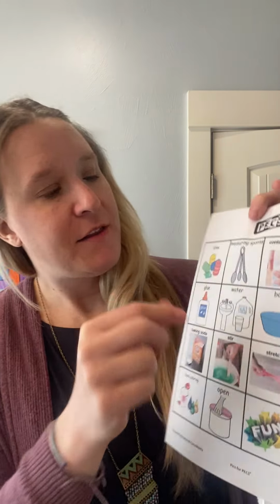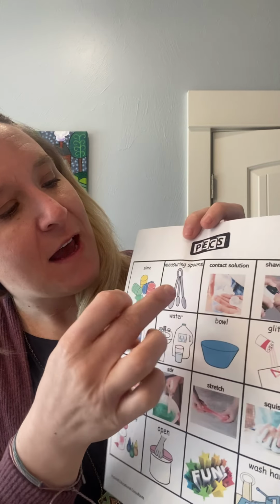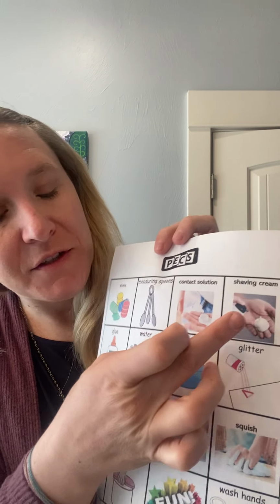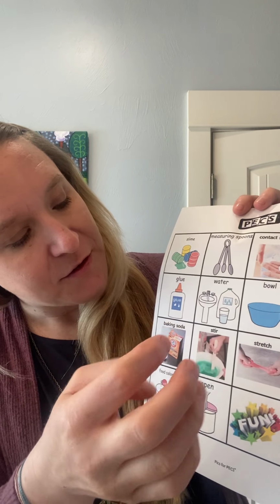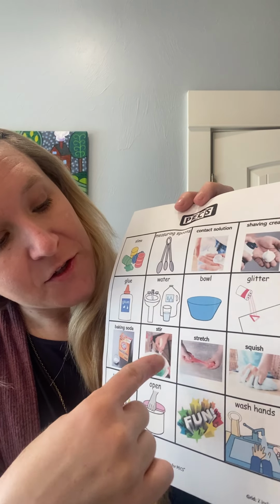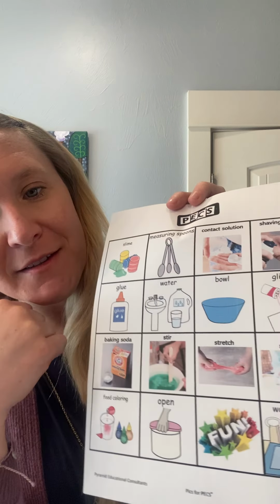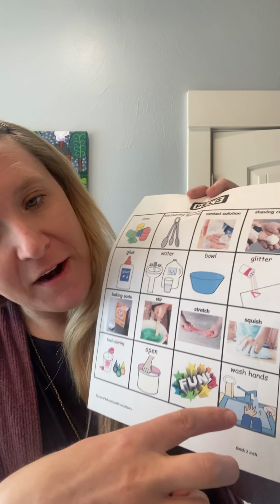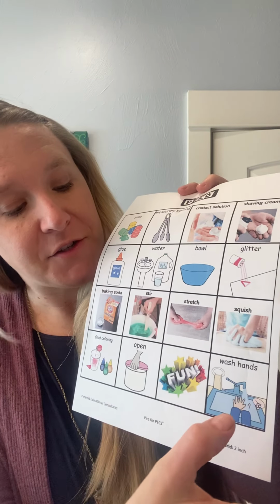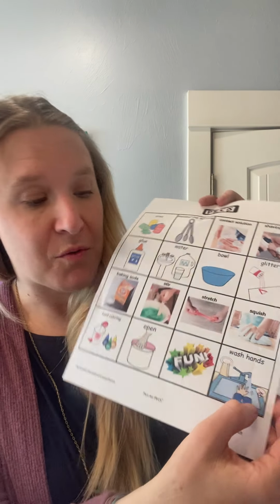On this set of pictures, we have slime, measuring spoons, contact solution, shaving cream, glue, water, bowl, glitter, baking soda, so some of the ingredients; stir, stretch, and squish, so some S's there for some verbs; food coloring, open, fun, and then also either a direction or a kid could request to wash their hands.